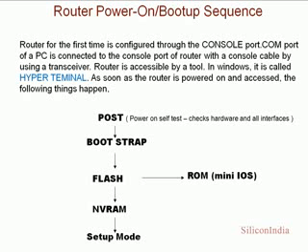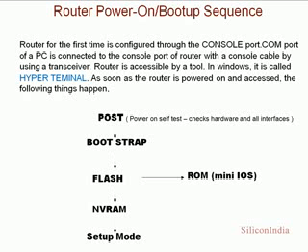When the router is powering up, the sequence is like this. It first checks the hardware and all the interfaces, whether all the hardware is fine or if there is any problem with the hardware. That's called power on self test. Then it checks the bootstrap and then the flash. In the flash, it sees whether the required IOS image is present or not. If it is there, then it will go to the ROM to find the mini IOS for the boot up.